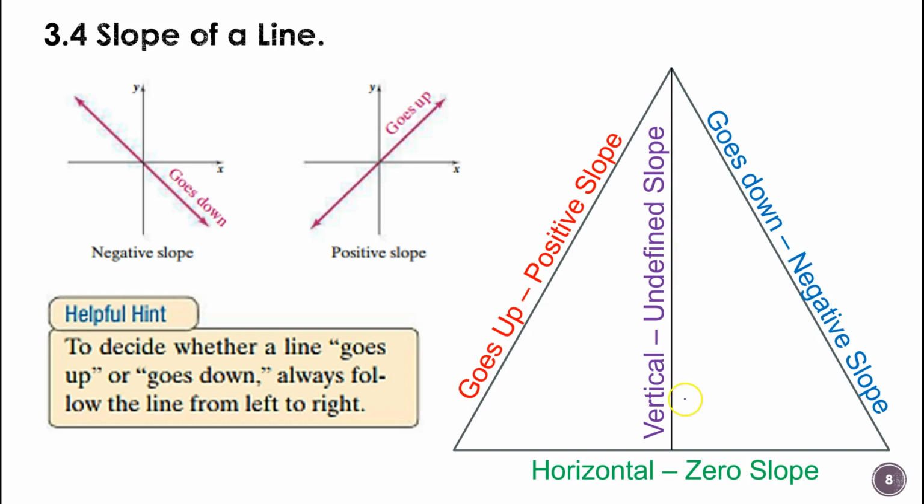Vertical lines have an undefined slope. And we just talked about a horizontal line. It had a 0 slope. This is something that you just need to learn. It's helpful to know when you're working with lines.